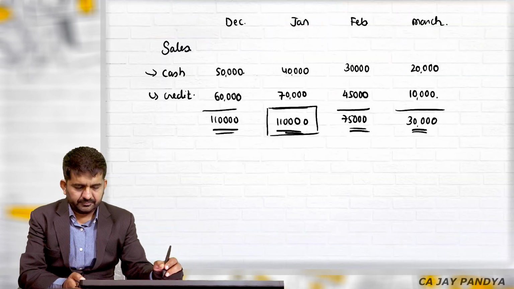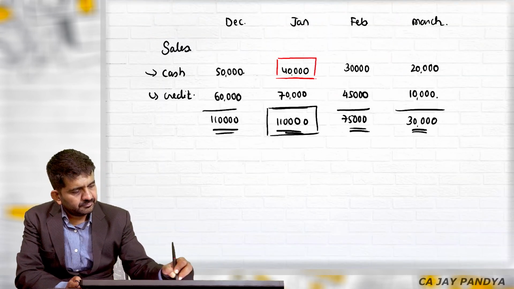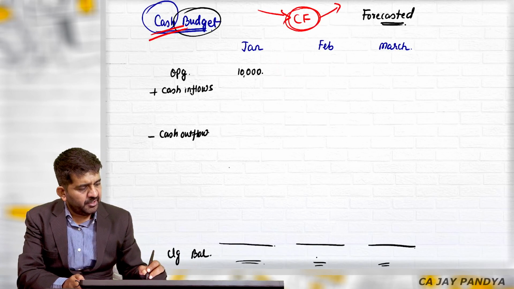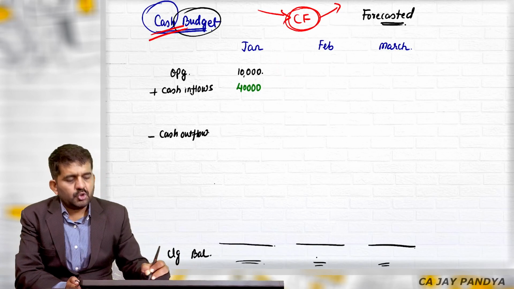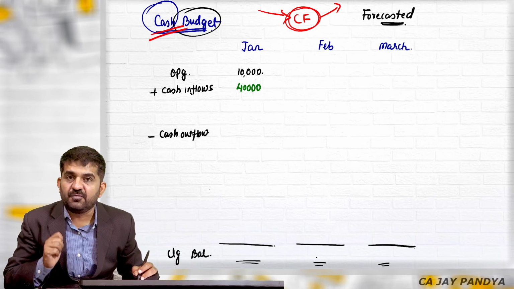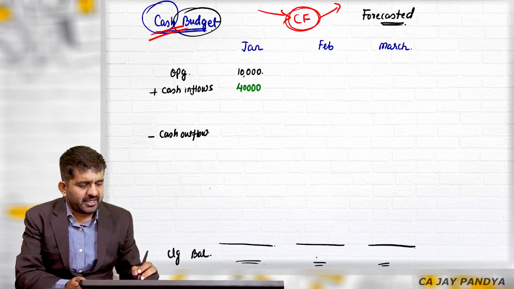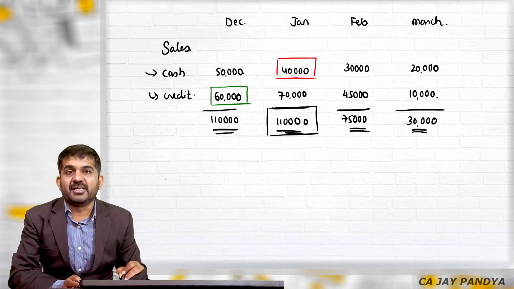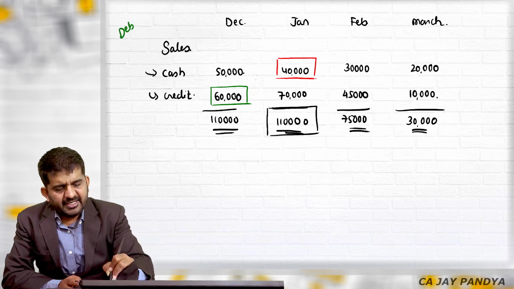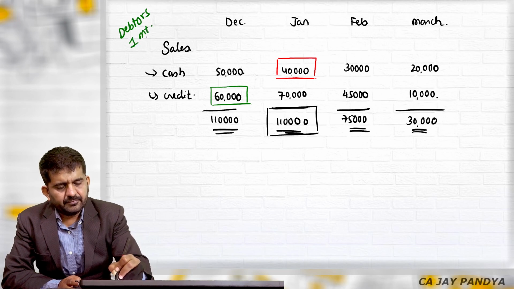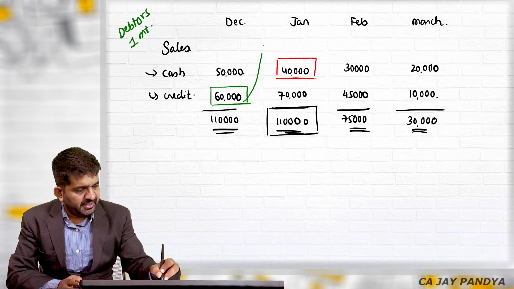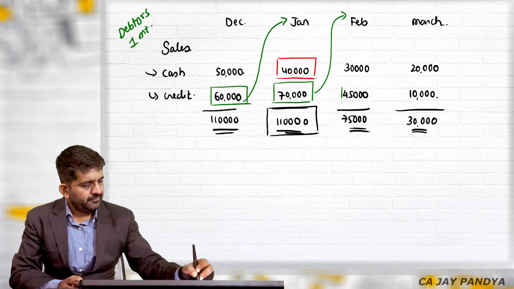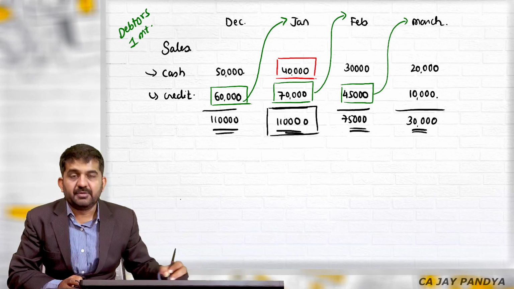First, in Jan, there is cash sales of 40,000, which is your cash inflow. So you can write down 40,000 as your cash inflow in Jan. Sir, what about credit sales? Please understand this 60,000 credit sales of December. What is the debtors period? 1 month. So this 60,000 will be realized in Jan. This 70,000 will be realized in Feb. This 45,000 will be realized in March.